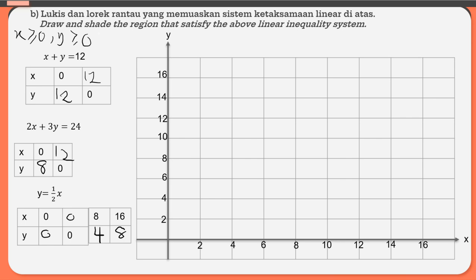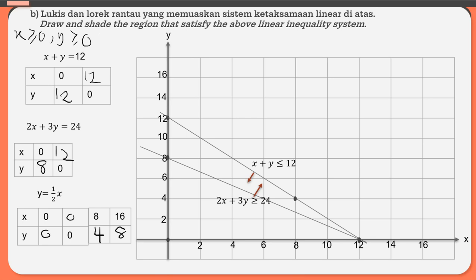Okay, after that, plot the first equation. So plot the first point here, and then draw the line. So what is the inequality? We are looking for the inequality less than or equal to 12. So that means the arrow should be under the line. Okay, for the second one, we need to plot the points and draw the line. The inequality we are looking for is greater than or equal to 24. That means the arrow should be above the line.